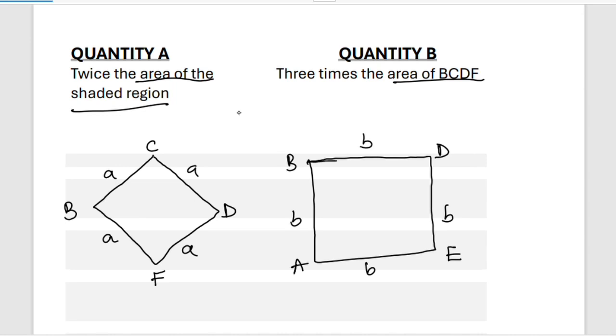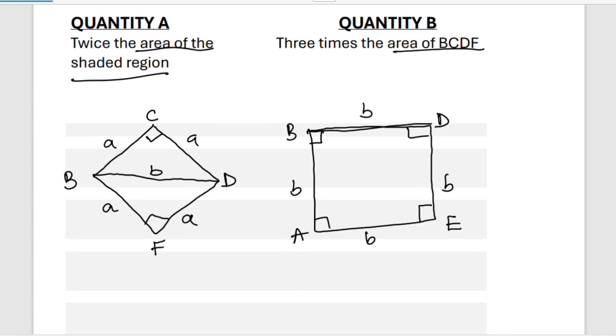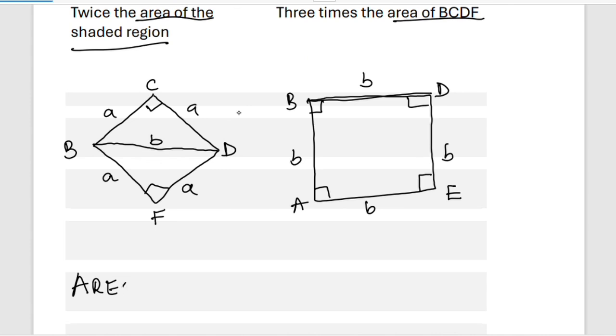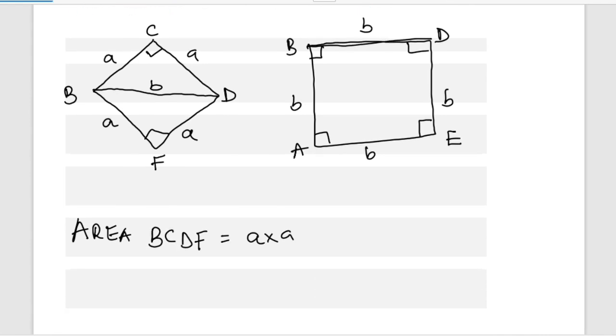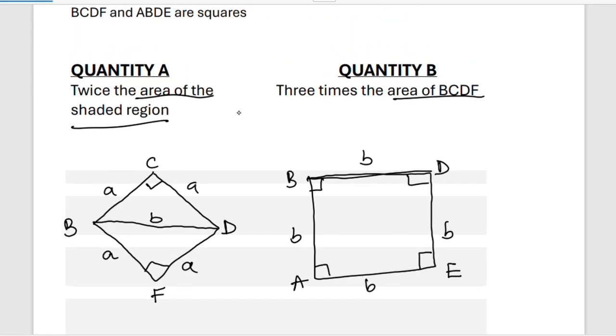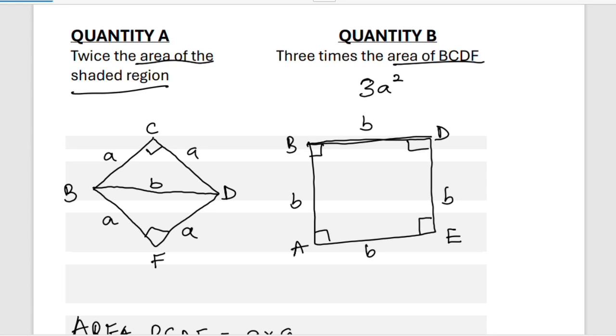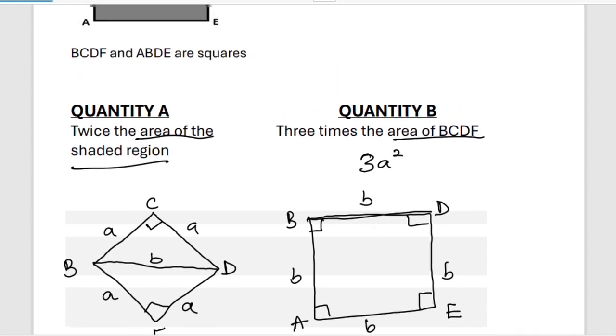So you can see that here is BD. That simply means that BD here will be the side, this will also be B, and these are all angle 90, right? They are all squares. So what is the area of BCDF? So the area is simply A times A, which is A squared. So 3 times the area of BCDF is simply 3A squared.